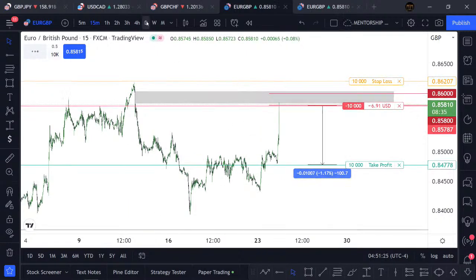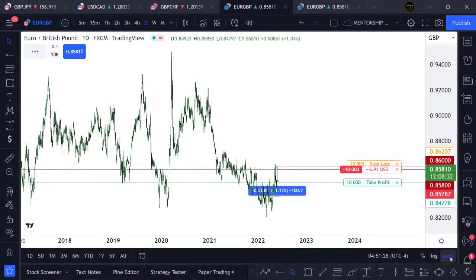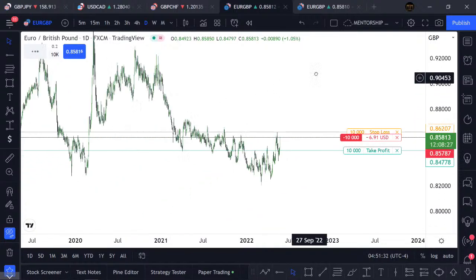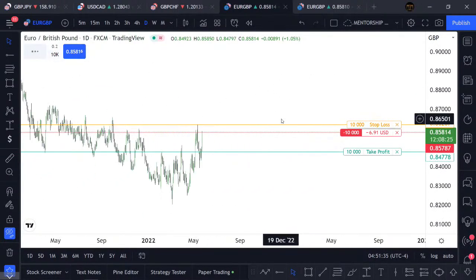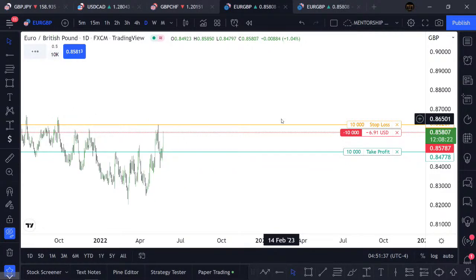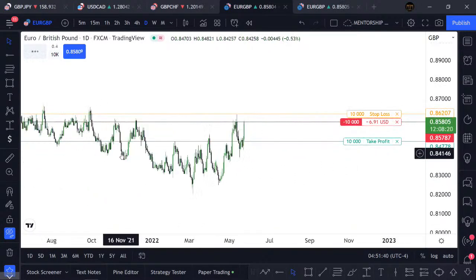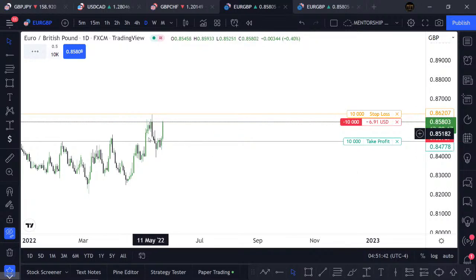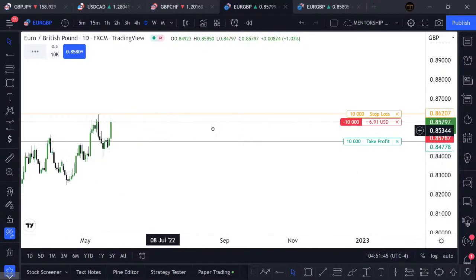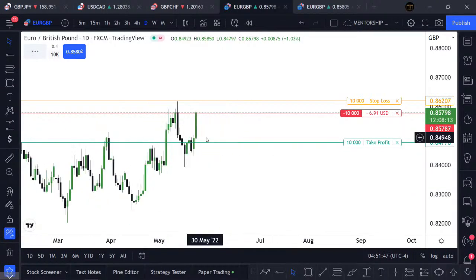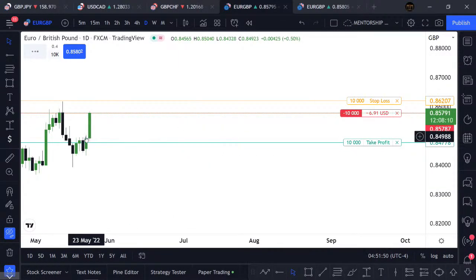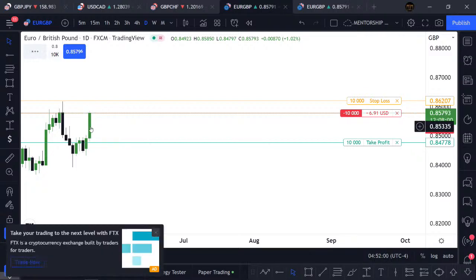Now, when you come on a daily chart on the euro pound, let me hide all these things. So on the euro pound, we have this huge long candle that came in today. Now all these highs were taken out today. Okay, it opened here, took this high, all these highs were taken today. So I'm looking at least a retracement to at least half of this candle.